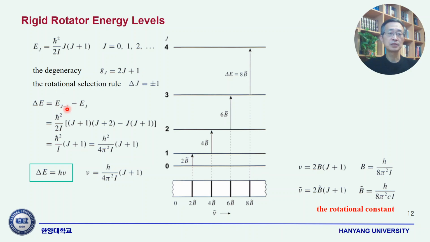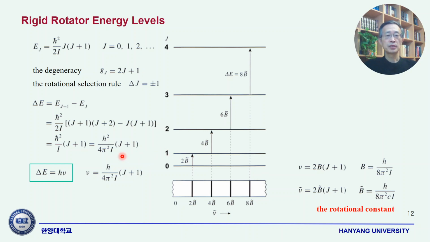So the energy of E_(J+1) is h bar squared over 2I, times (J plus 1)(J plus 2), and for E_J, we subtract the same factor times J(J plus 1). This is the regular form. So we do this mathematics, and then we put back, instead of h bar, h over 2 pi. Then what you have here is h squared over 4 pi squared I, times (J plus 1). Okay.